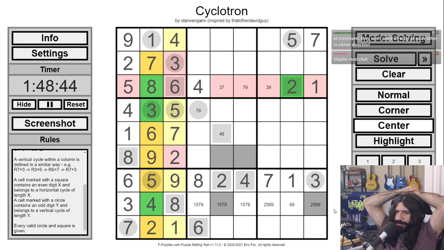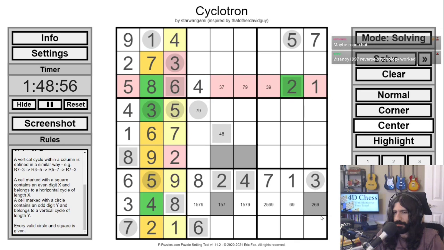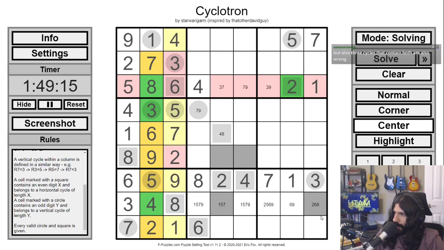C9 isn't a 5, and C5 isn't a 9. Yep, you're right, because they can't refer to each other. That's at a minimum. Yeah, absolutely. I'm picking up what you're putting down. But also three cycles that contain both are also wrong. That checks out.